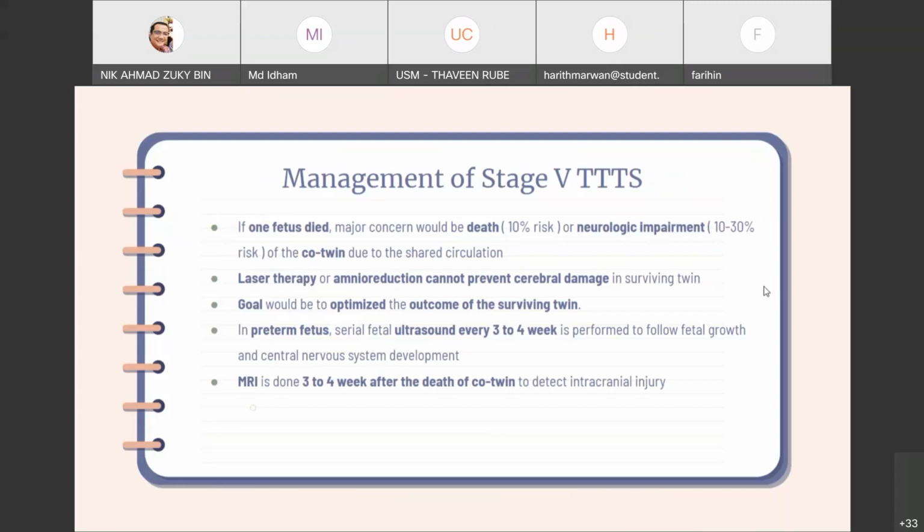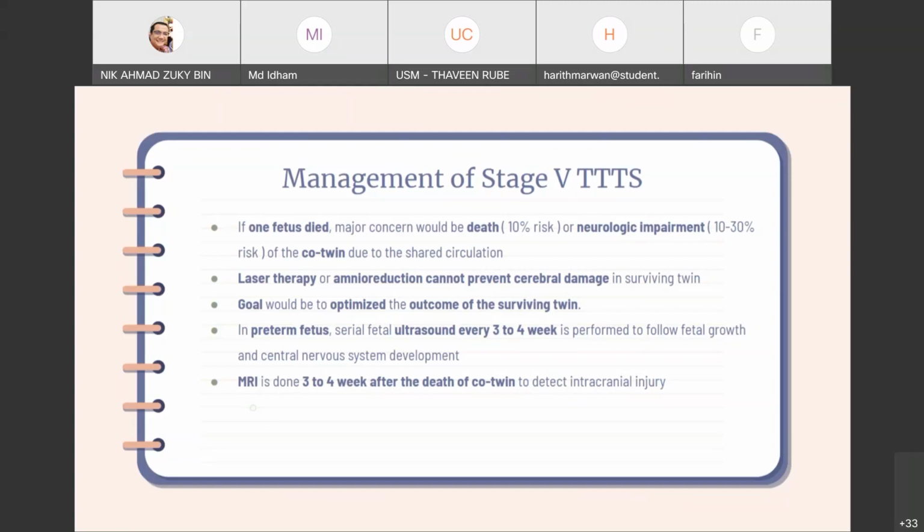Then we move to stage 5 twin-to-twin transfusion syndrome. As explained by Farin earlier, in stage 5 normally one of the fetuses has died. If one of the fetuses has died, normally the major concern will be death or neurological impairment of the other twin because of the shared circulation. Laser therapy or amnioreduction cannot prevent cerebral damage in surviving twins, and the goal of the management of stage 5 twin-to-twin transfusion syndrome will be to optimize the outcome of the surviving twin.